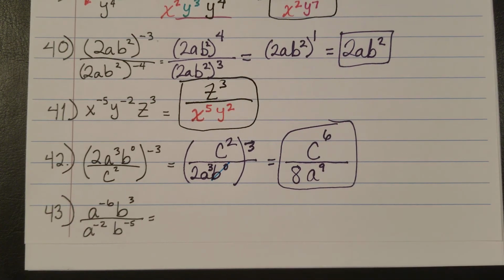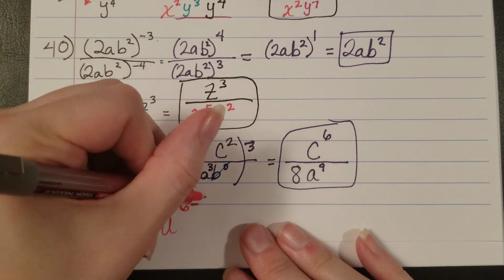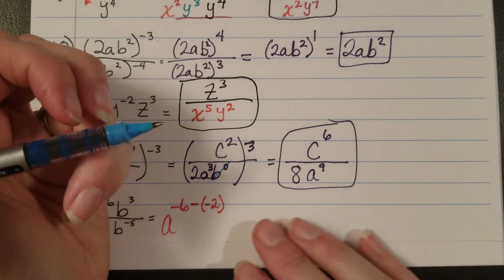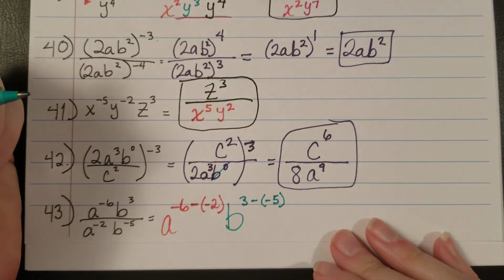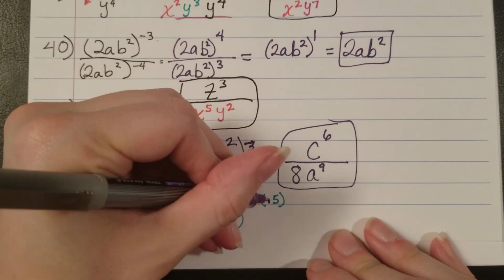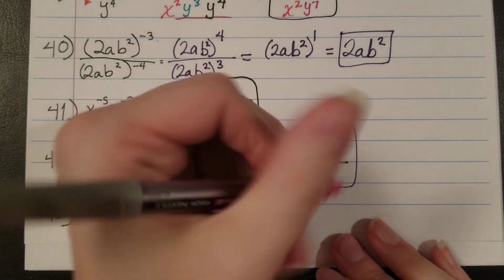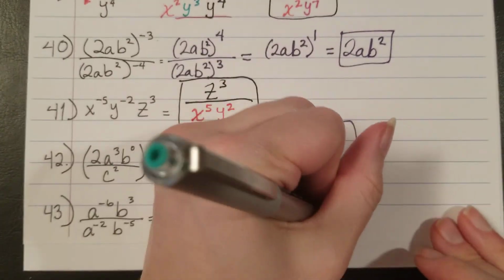All right, number 43. So there are multiple ways to go about this, but I think what I'll do is I'll go ahead and just subtract the exponents on the a's and subtract the exponents on the b's. So for the a, we're going to have -6 minus -2. For the b, the exponent will be 3 minus -5. All right, now minus a negative turns into a plus. So -6 plus 2 equals -4, and 3 plus 5 equals +8.